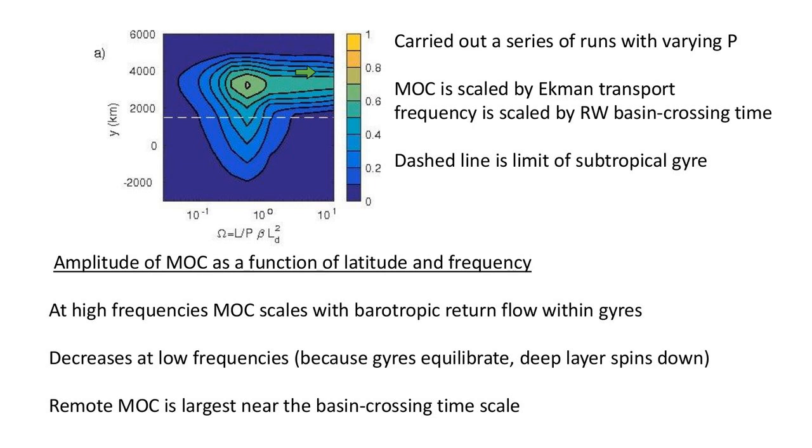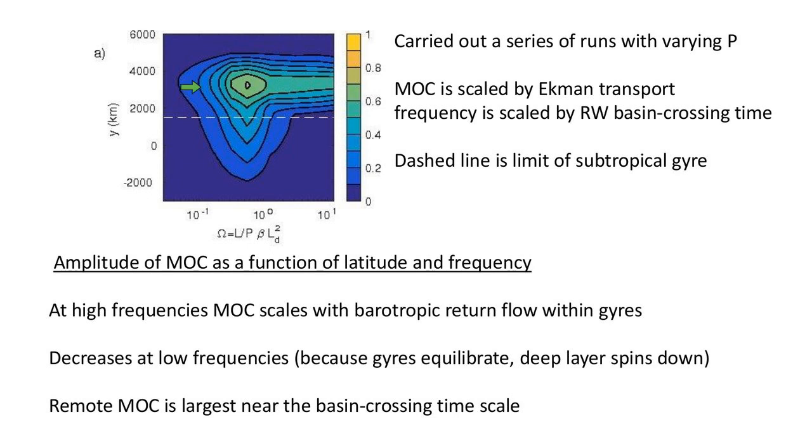So at high frequencies up here, the maximum is about 0.5, which is just this barotropic response that I talked about. It's confined to the latitude range of the wind stress anomaly. This dashed line is the southern limit of the subtropical gyre. It stays about that magnitude until we reach this basin crossing time scale. It increases slightly here, but the main feature is now we see an overturning circulation extending well south of the wind stress anomaly, even into the southern hemisphere.